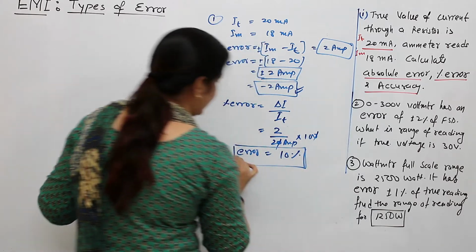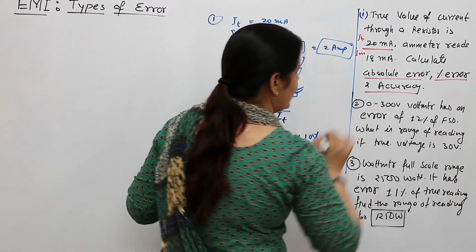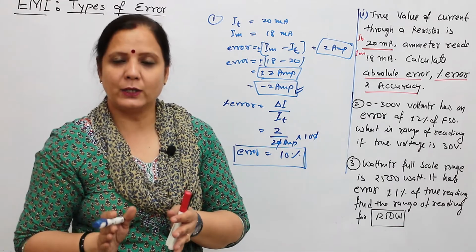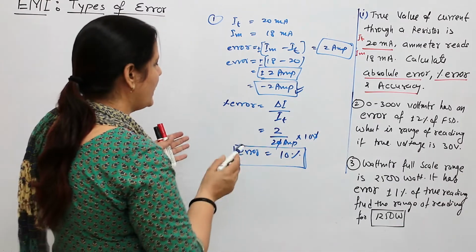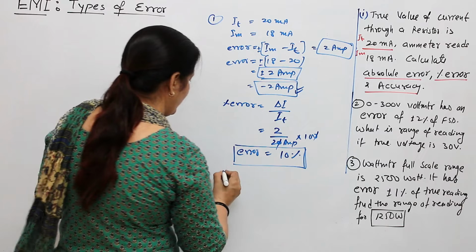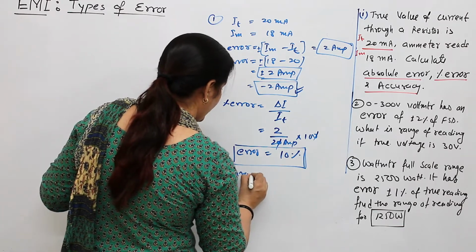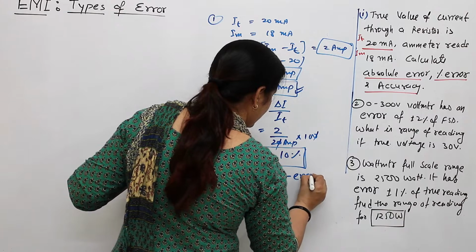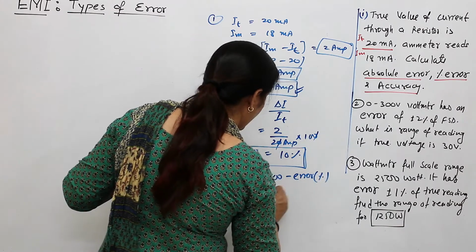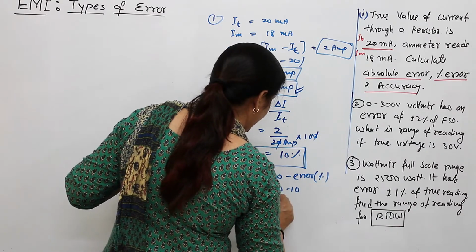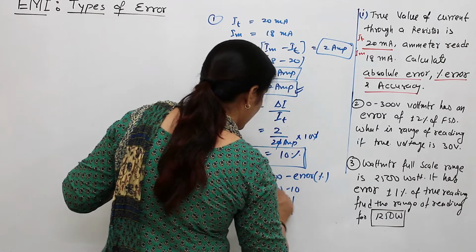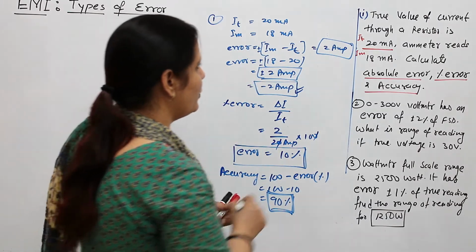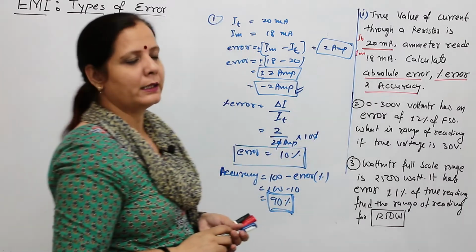So this is the error in absolute amount, and this is the error in percentage. Now the next term is accuracy. We have discussed: lower the error, higher the accuracy. So if you want to calculate the accuracy in percentage, simply write accuracy equals 100 minus error in percentage. So 100 minus 10 will be 90% accuracy. Your ammeter reads with 90% accuracy in this particular case.